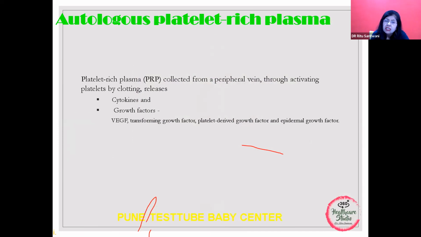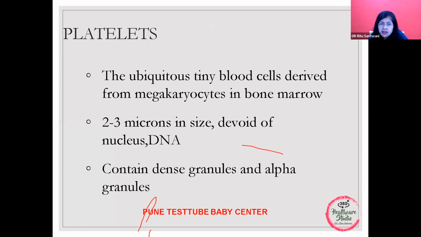As we know, this PRP is collected from a peripheral vein. Through activating the platelets by clotting, it releases the cytokines and growth factors: VEGF, transforming growth factor, platelet-derived growth factor, and epidermal growth factor. The platelets are 2 to 3 microns in size, devoid of nucleus and DNA, and contain dense granules and alpha granules.